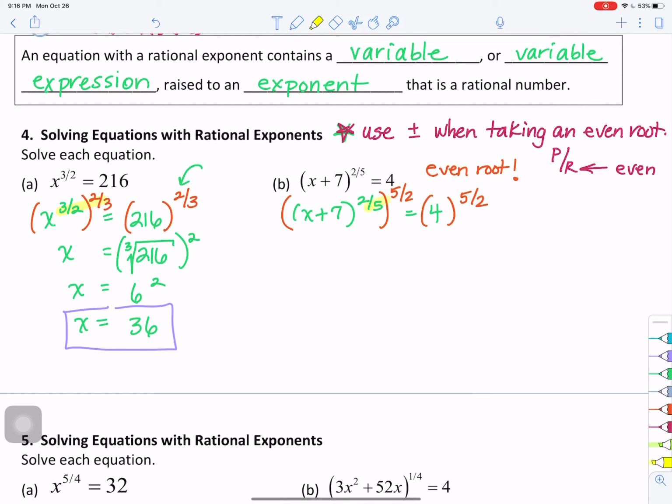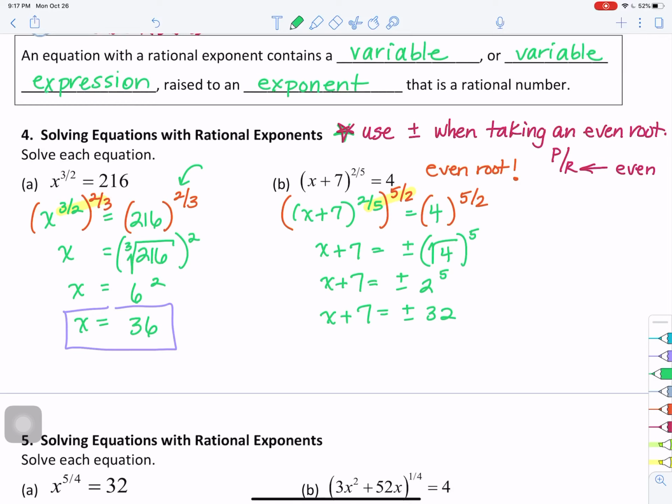So again, we see this 2/5, 5/2. So we have X plus 7. And now we're going to take the square root of 4. So this is plus or minus the square root of 4 raised to the 5th power. Okay, so we have X plus 7 because this is power over root. 5 is the power, square is the root. And then we have plus or minus 2 to the 5th power, and we have plus or minus 32.